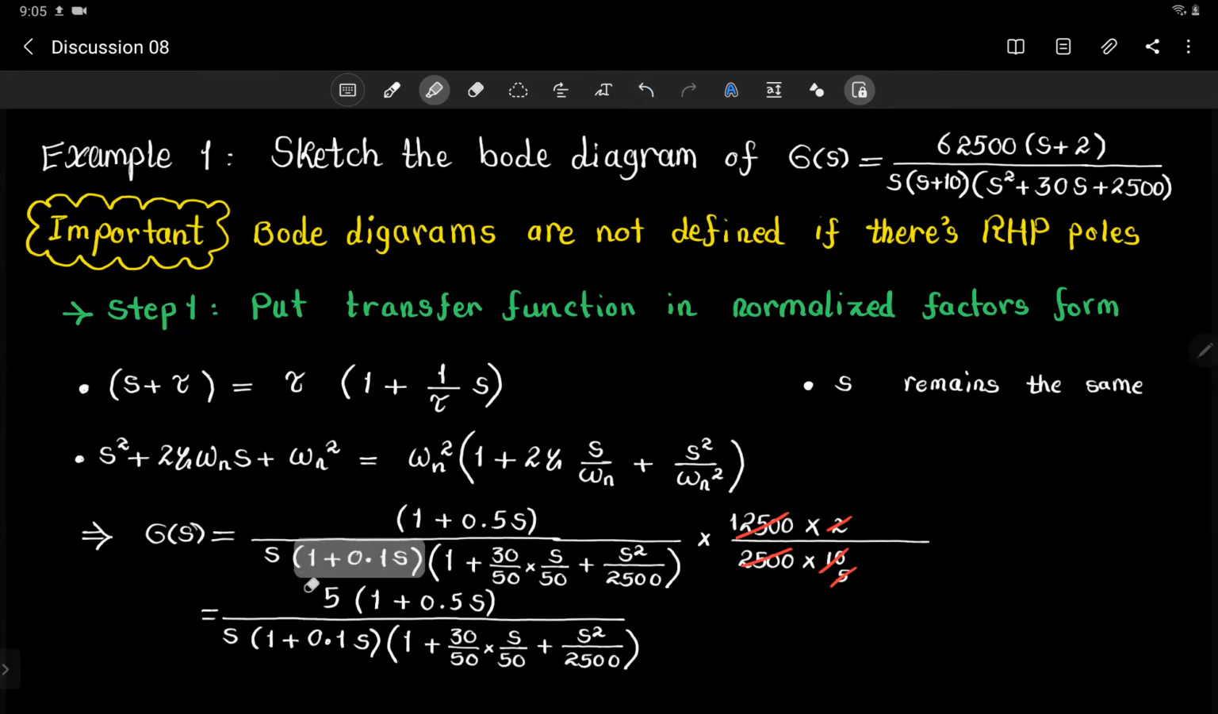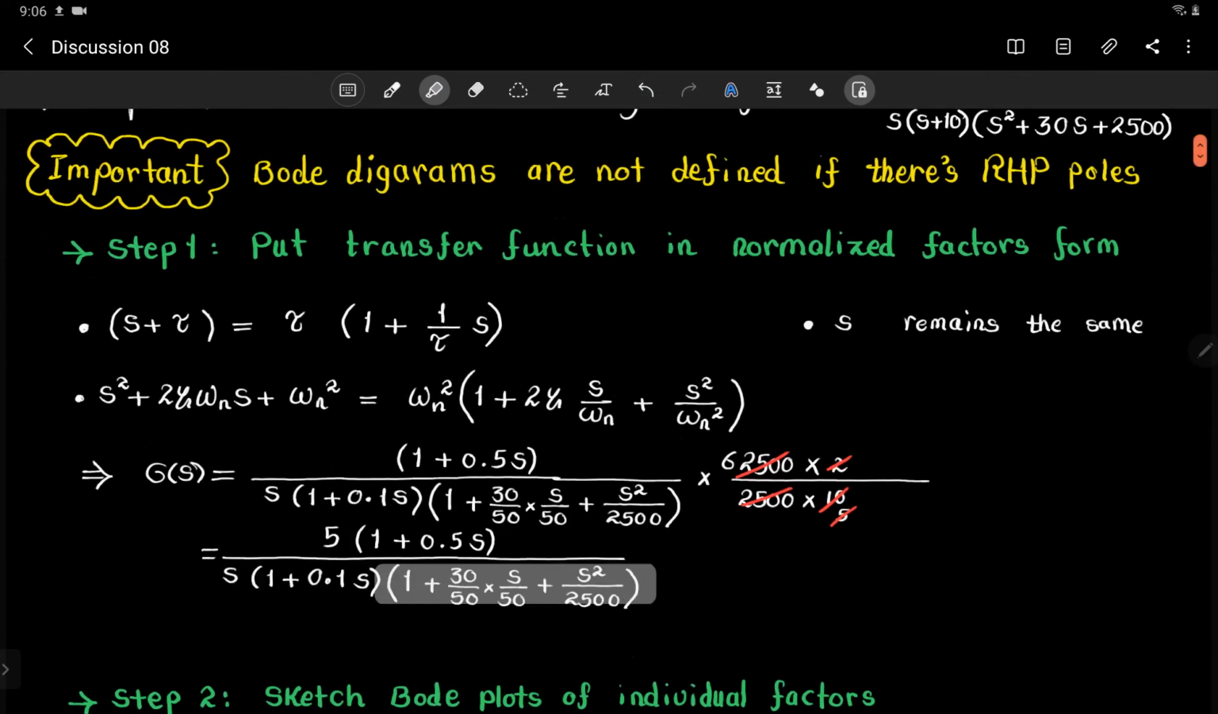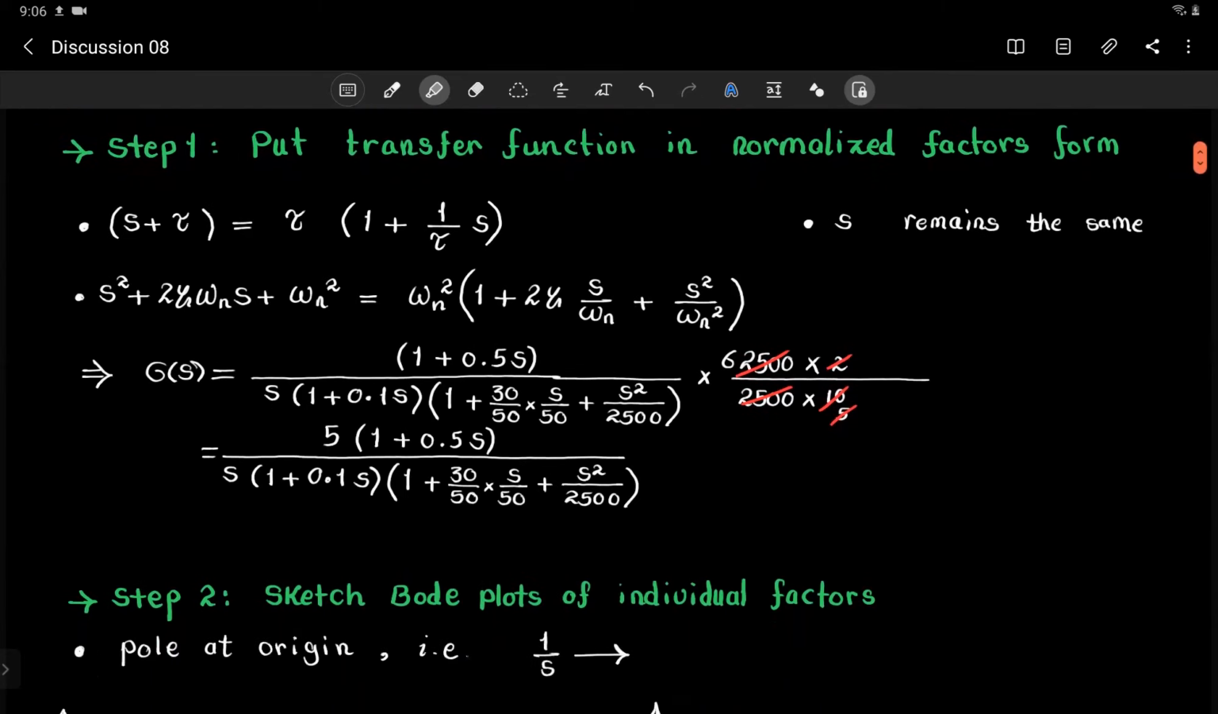And then we just carry out the division and multiplication over here, which simplifies to, it's not 1, this is 6. So when we carry out the simplification, you end up with a factor of 5. So this is the gain k. And the rest are the factors that we have, which is 1 plus 0.5s and 1 plus 0.1s, and then the second order factor here. Any questions? Okay, so this is the first step.